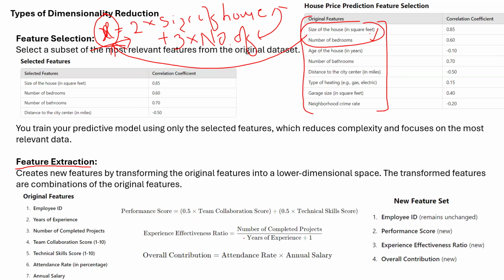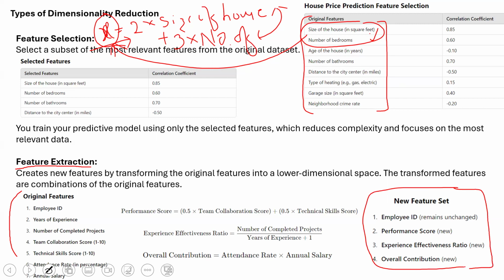Okay, if you take this example now, just consider this example. These are the original features given to us: employee ID, years of experience, number of completed projects, team collaboration score. So these are the original features given to us. And look at this. These are the new dimensions that we derived from the original dimensions. How did we derive them? We just combined the original features and derived the new features.